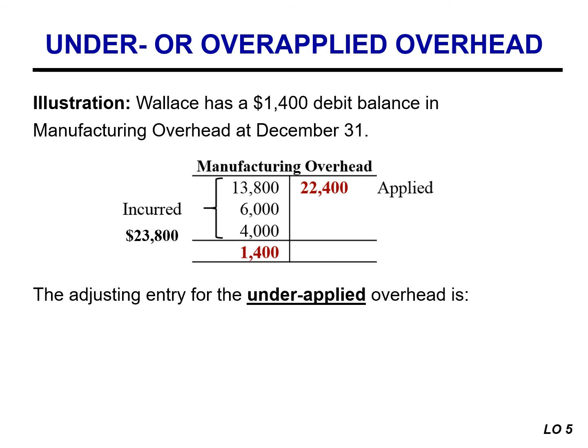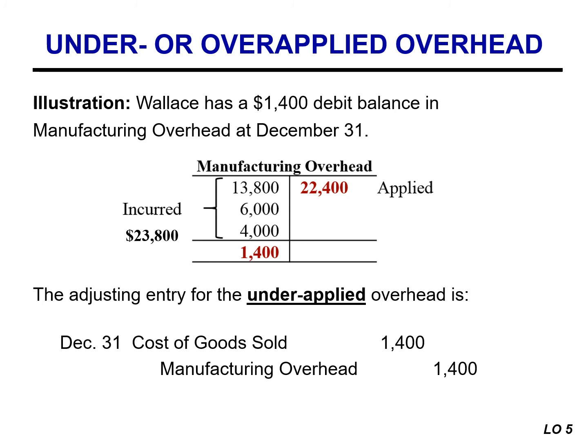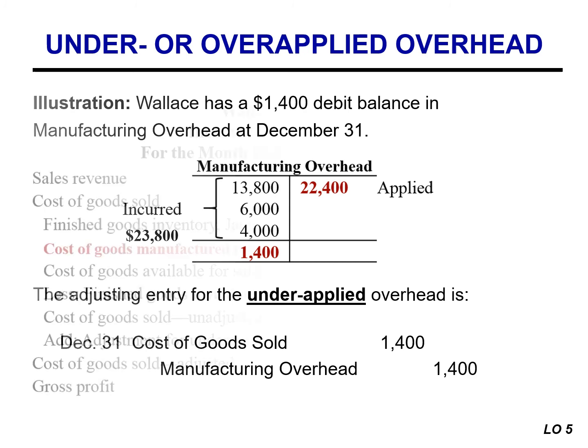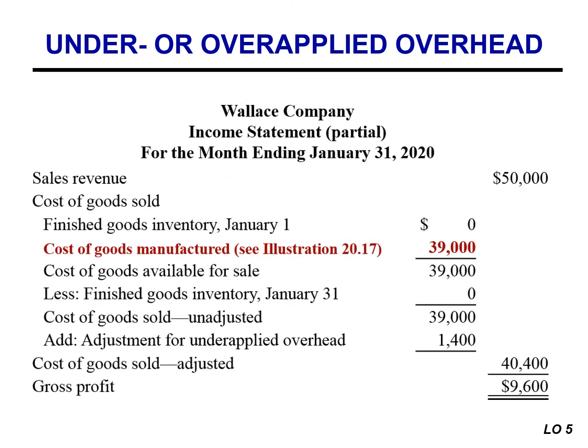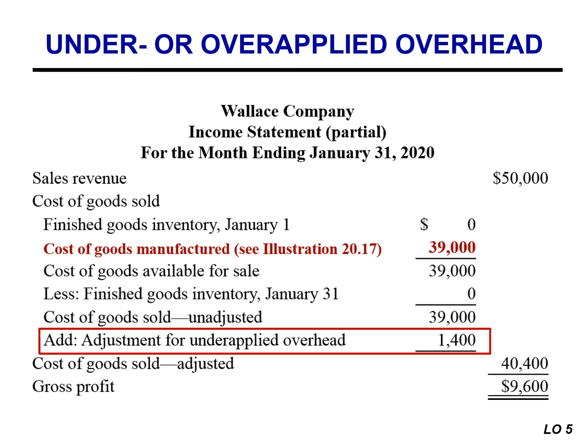This occurred because the amount of overhead applied, $22,400, was less than the amount incurred during the period, which was $23,800. The adjusting entry for the underapplied overhead is a debit to cost of goods sold for $1,400 and a credit to manufacturing overhead for the same amount. After Wallace posts this entry, manufacturing overhead has a zero balance. When preparing an income statement, Wallace will report the cost of goods sold after adjusting it for either under or overapplied overhead.